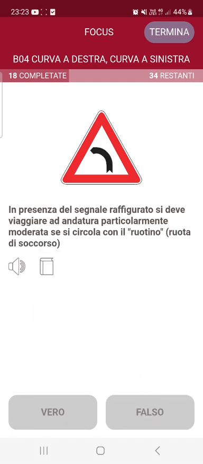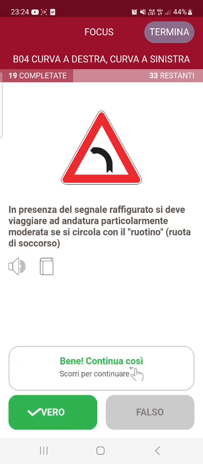In presenza del segnale raffigurato si deve viaggiare ad andatura particolarmente moderata se si circola con il ruotino, ruota di soccorso. Verissimo. Where you are driving with a ruotino, a vehicle with small tires, yes, you have to drive with particular attention. So moderate your speed. That is what the question is saying, and it is true.